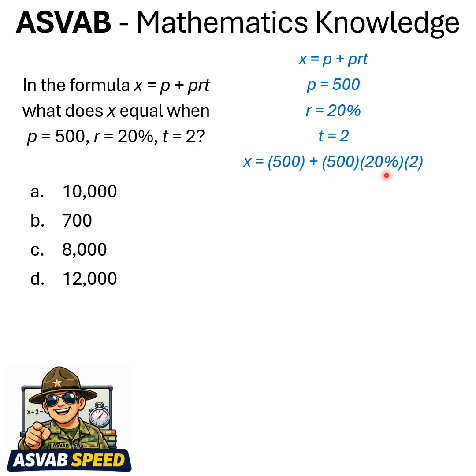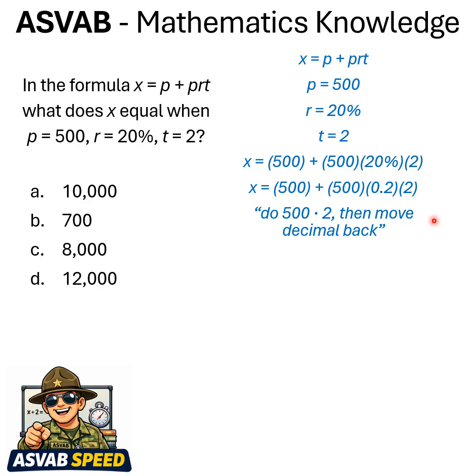And we do that simply by moving a decimal 2 places. Let's rewrite it. X equals 500 plus 500 times 0.2 times 2. When I do multi-step problems, I like to start by shrinking numbers. How do we make a number smaller? We're going to do 500 times 0.2.